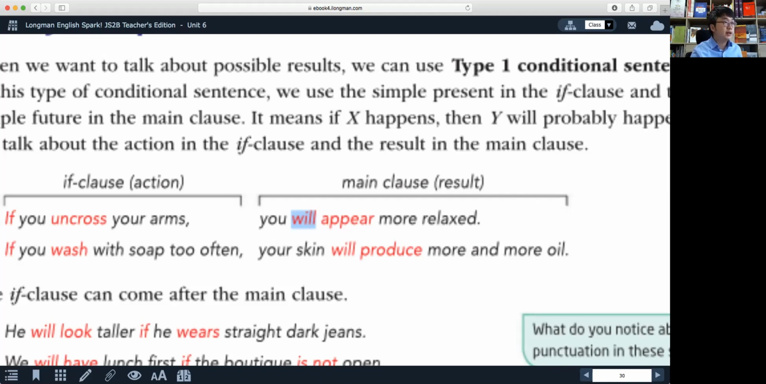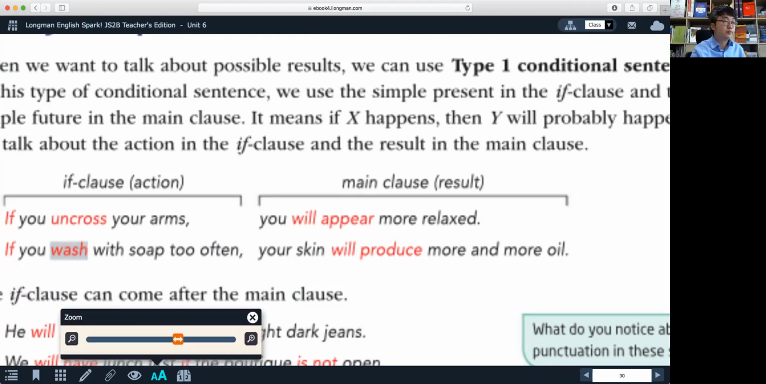Look at another example here. If you wash with soap too often, is the action, something that you did or you will do, your skin will produce more and more oil. This is the result. You can see we use simple present tense in the if clause, and we use future tense in the main clause.